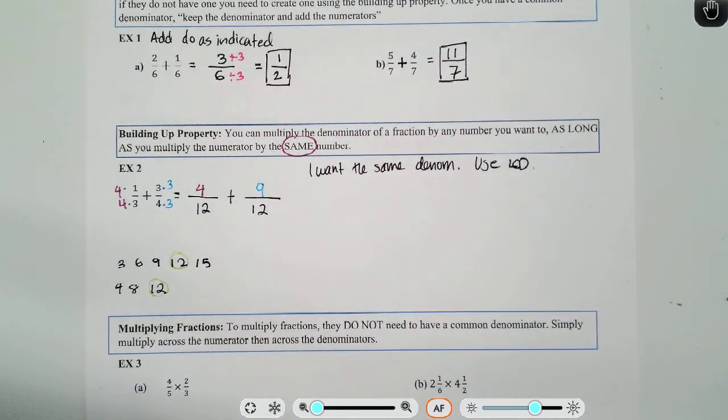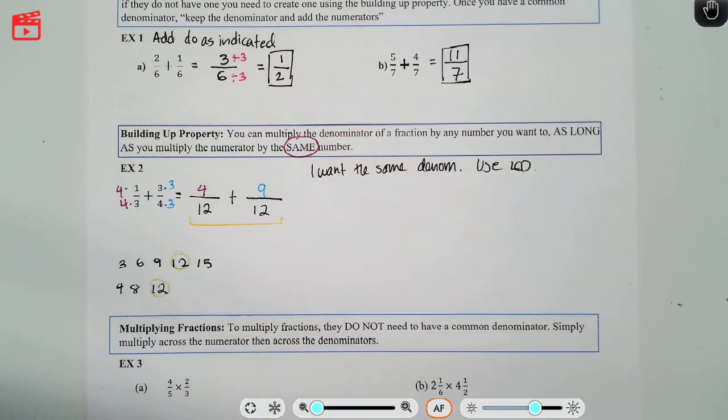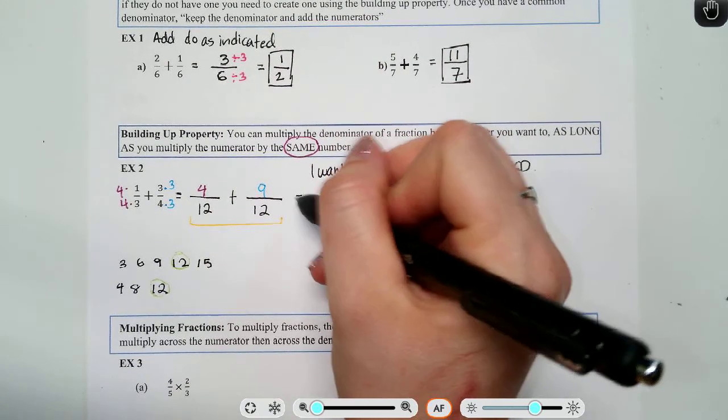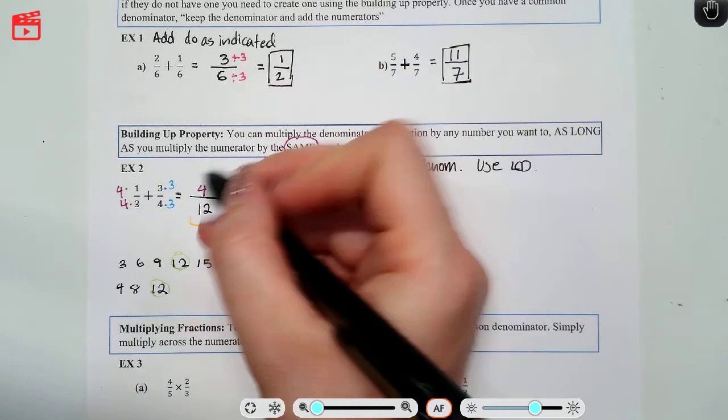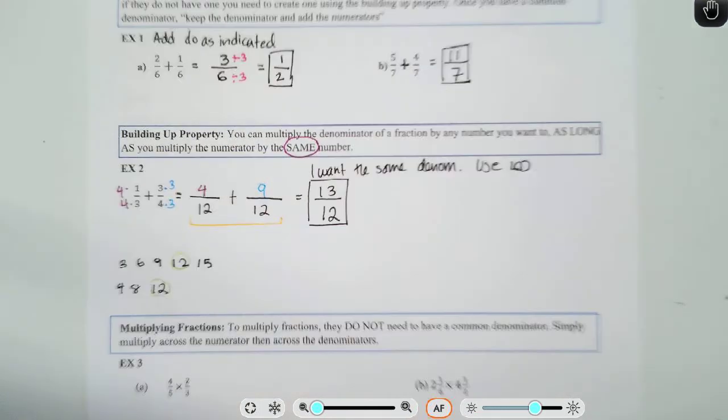All right, now take a look. Now they have the same denominator. We're good, so now we can add them. So keep the denominator and add the numerators, and we get 13. 4 plus 9 is 13. Cannot simplify it, so there we go. That's our answer.